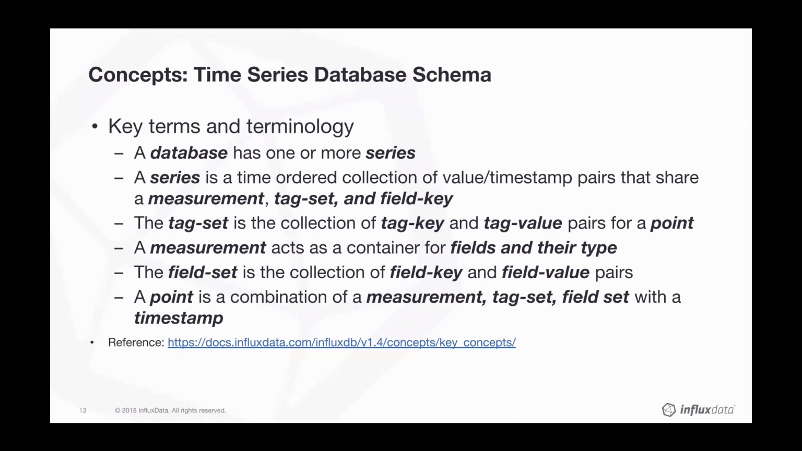So a database has one or more series, and a series is defined by a value and timestamp pair that shares a measurement, a tag set, and a field set. A field set you can think of as a collection of the field key, which describes your value, and the value itself. So it's kind of like the meat of the series in a lot of ways, in that it is where you're going to be putting your numerical value, most likely. And then your tag set will be a collection of tag key and tag value pairs, and these will help you define and describe your data.